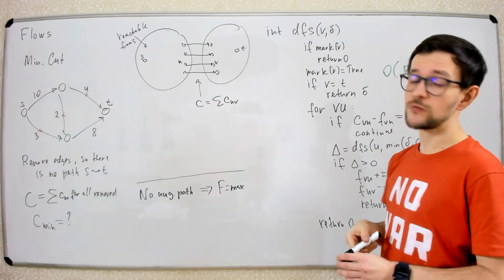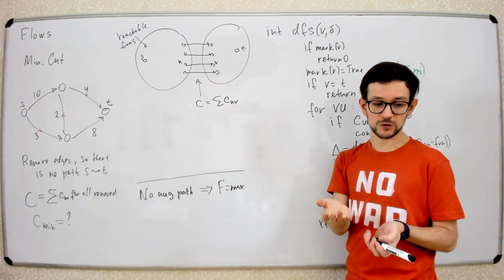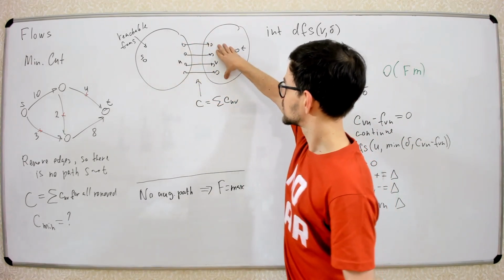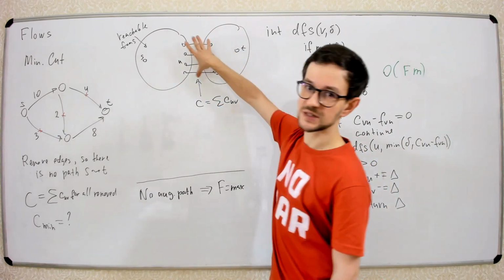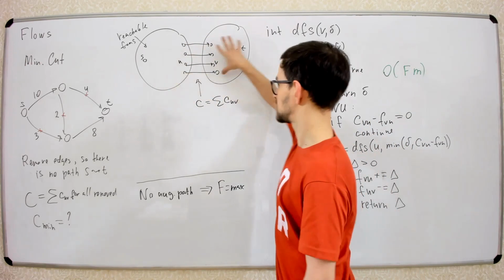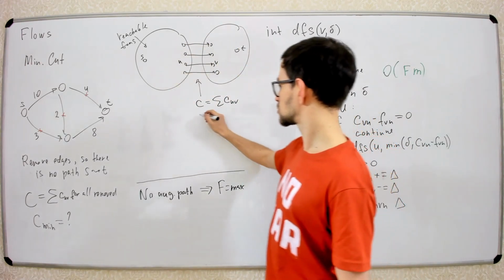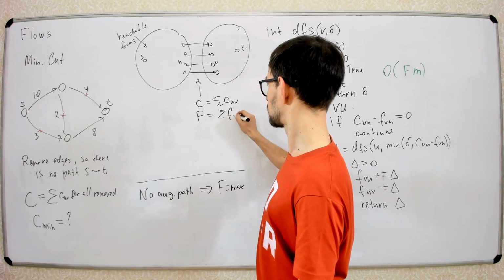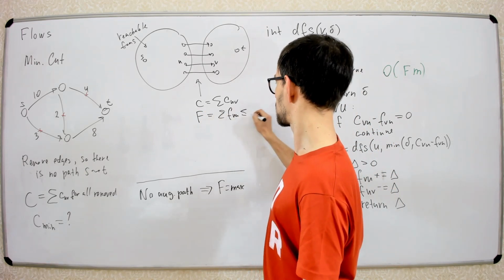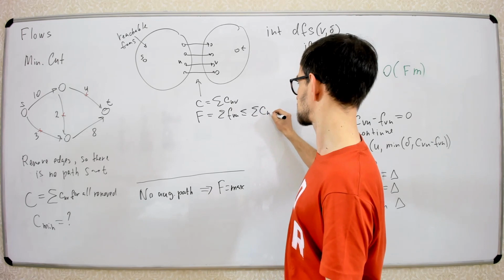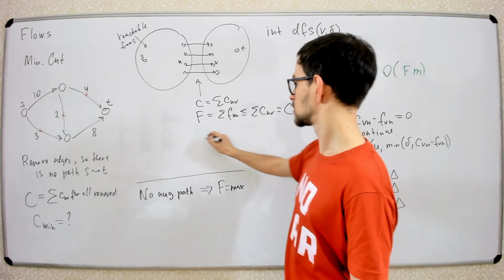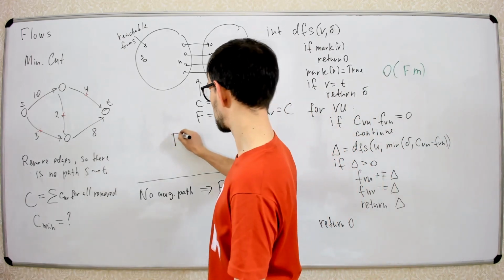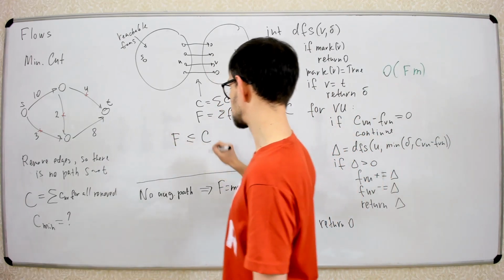It's quite simple. If you have this flow, it must flow from here to here, right? There are only these edges going from this set to this set. So the sum of all flows of these edges is no more than the sum of all capacities of these edges, which is C. So if you take any cut and any flow, the value of the flow is no greater than the value of this cut.